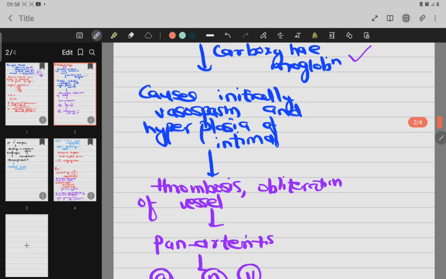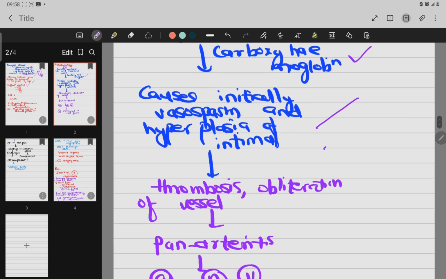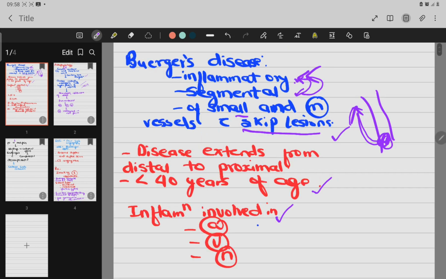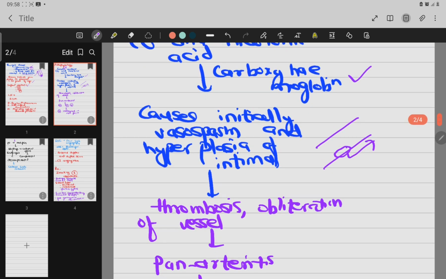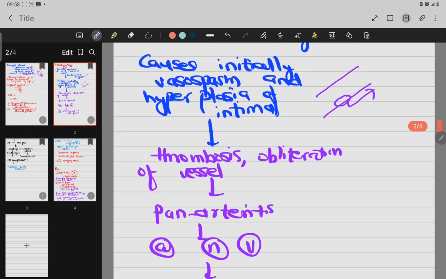It causes initially vasospasm. There are three layers in the blood vessels. In the intima layer, there is hyperplasia, and also vasospasm. Due to vasospasm and the hyperplasia of the intima, the lumen becomes small and narrow. As a result, there is stasis of the blood.